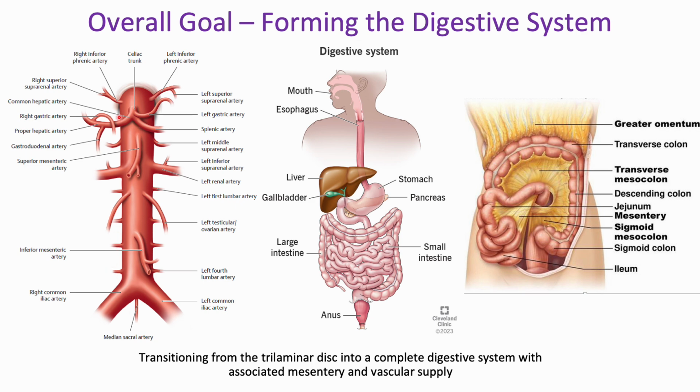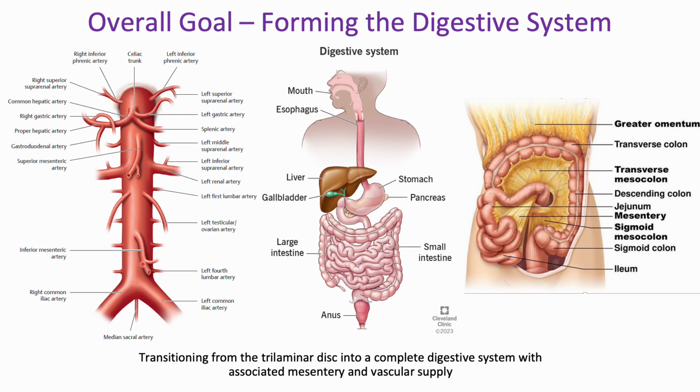So really make sure you have this nailed down: the abdominal aorta. The abdominal aorta has three anterior components that come off. You have your celiac trunk, SMA, and IMA. And we're going to see that the different components of the developing digestive system are broken down based on the vascular supply they're associated with, and that would be the celiac, SMA, and IMA.